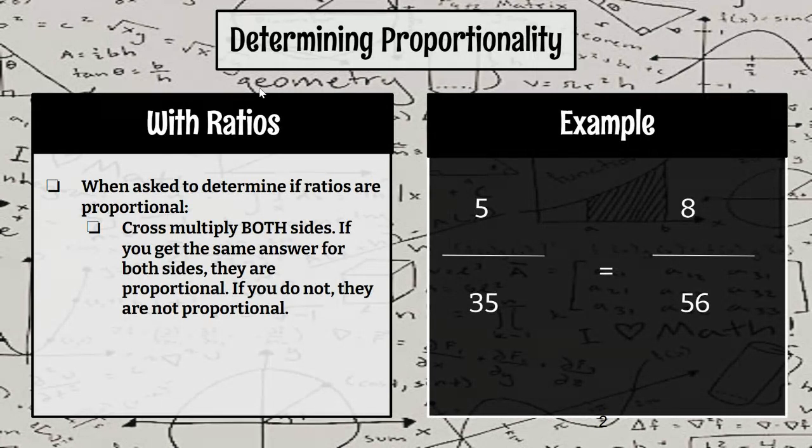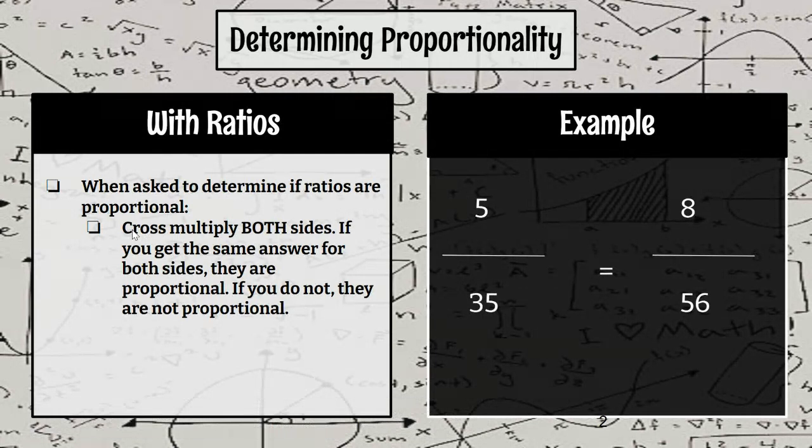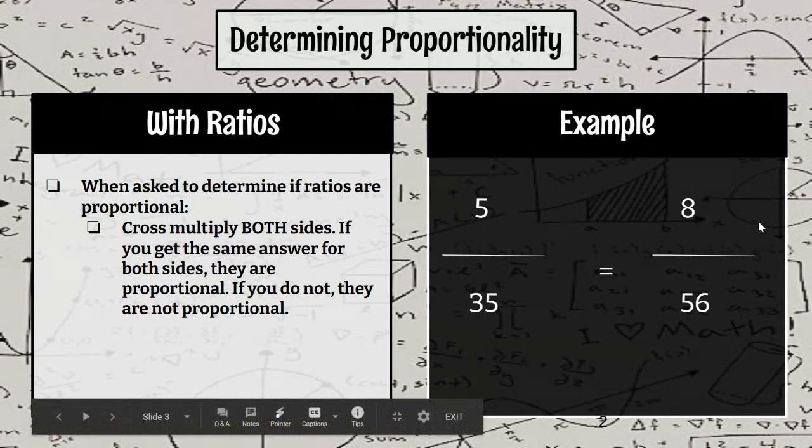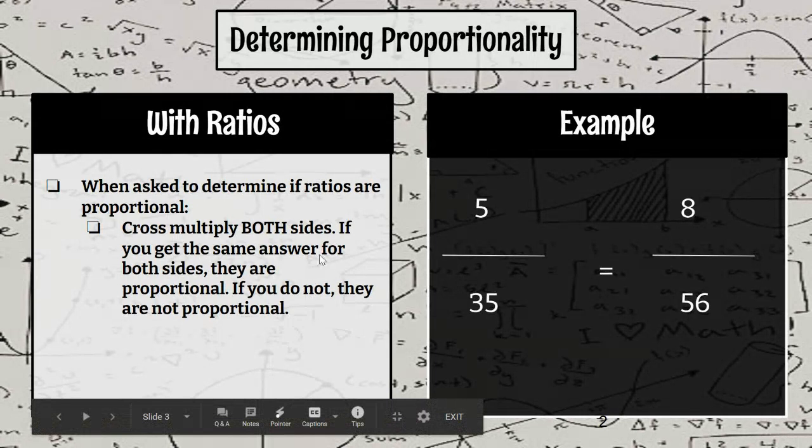So when you see two ratios with an equal sign in between them and you're asked if they're proportional, the easiest way to do that is to cross multiply both sides. Okay, so remember when I say cross multiply, I mean this top left corner 5 times this bottom right corner 56. So 5 times 56. And then bottom left corner 35 times top right corner 8. 35 times 8. Now if you look over here, it says when you cross multiply, if you get the same answer for both sides, they're proportional. If you don't, they're not proportional.